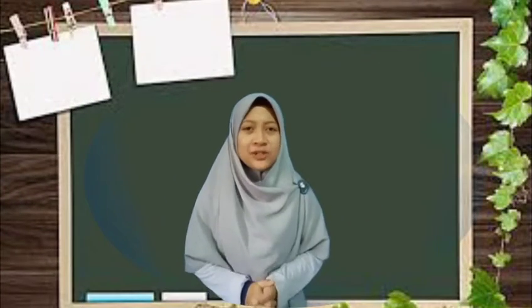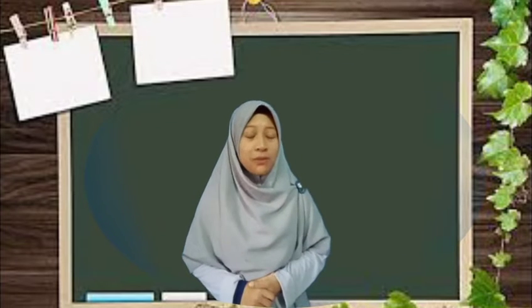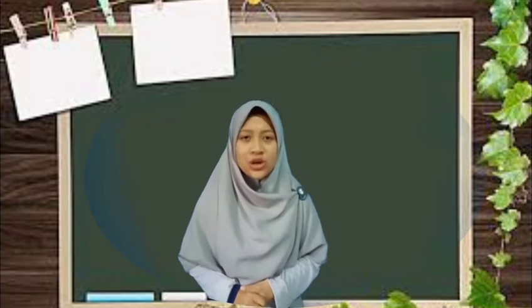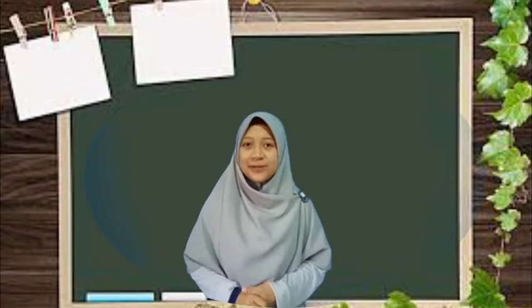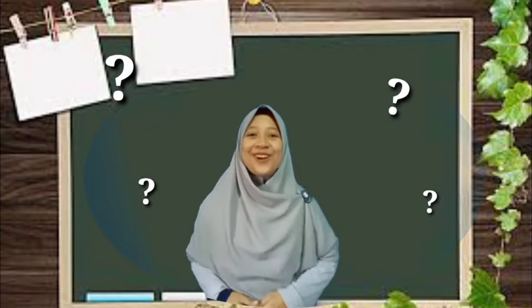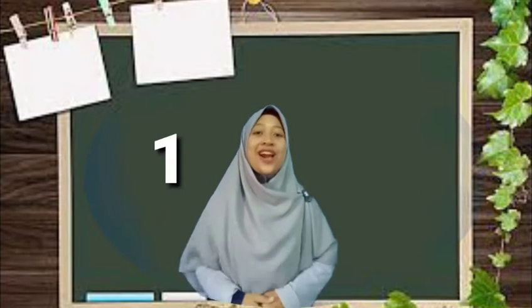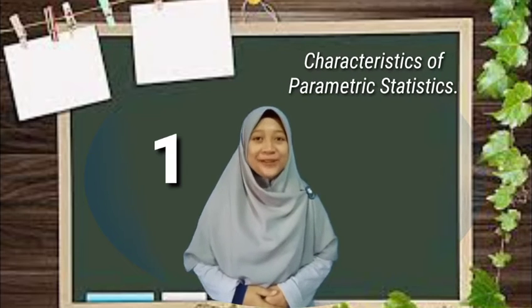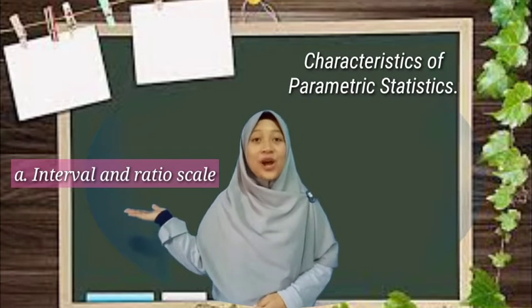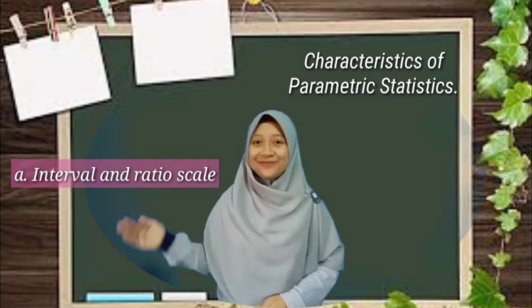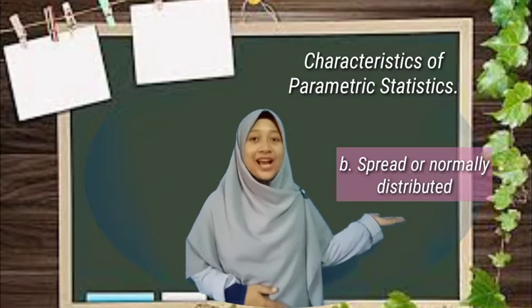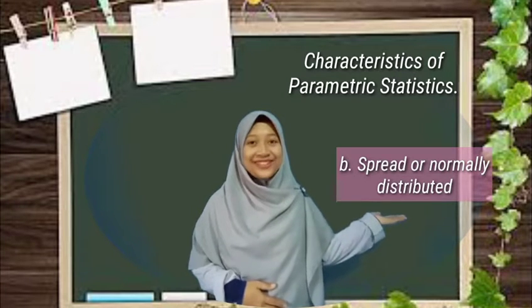Well guys, after we know about the definition of parametric and non-parametric statistics, what are the characteristics? Okay, first, characteristics of parametric statistics. Data with interval and ratio scale. Data spread or normally distributed.